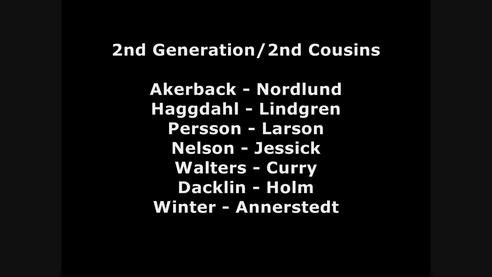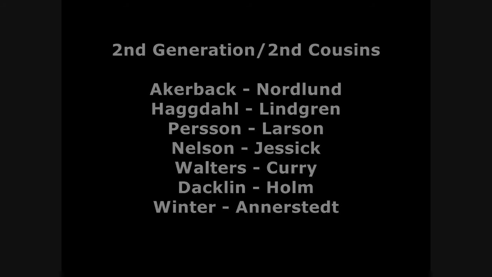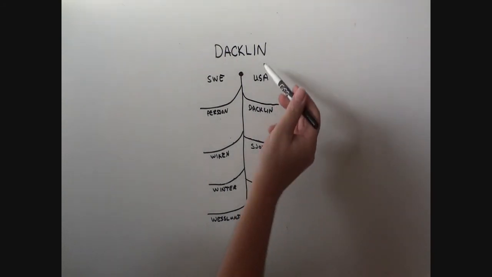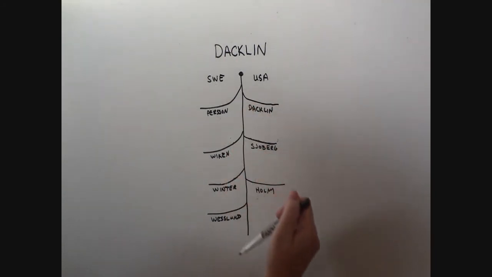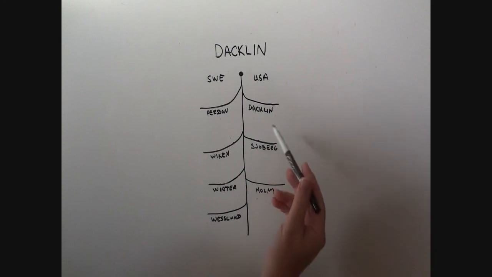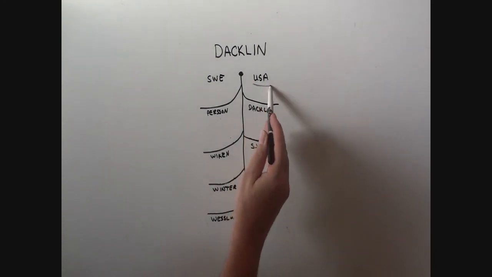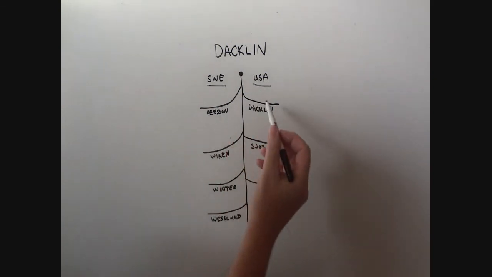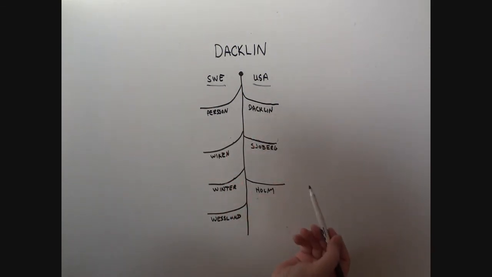Now, let's go back to the whiteboard and let me draw a Dacklin family tree based on the information I just presented. So here's the Dacklin family tree. You have 3 branches on this side and 4 branches on this side. The 3 branches on this side represent the 3 families that immigrated to America. And the 4 branches on this side represent the 4 families that stayed in Sweden. Each one of these branches represents one of the 7 families that were descendant of John Dacklin and Ingrid Backwell.